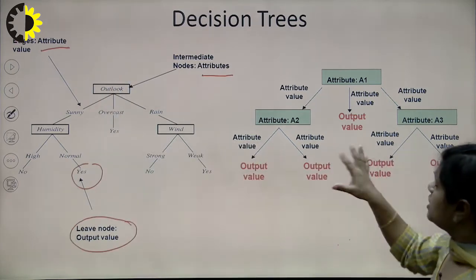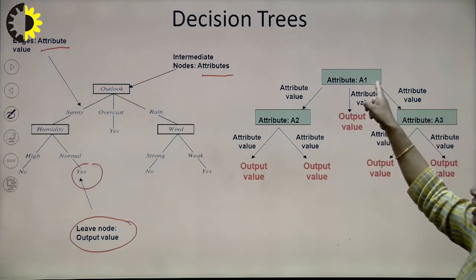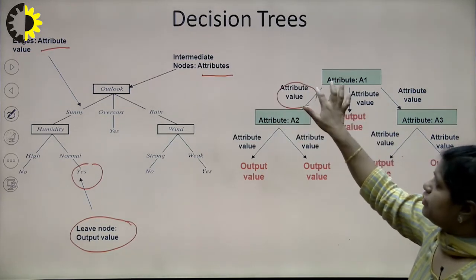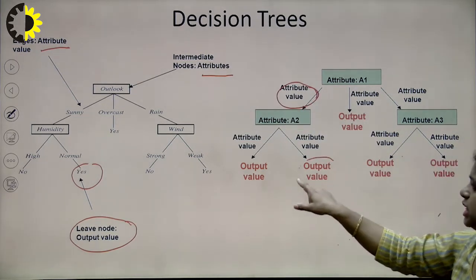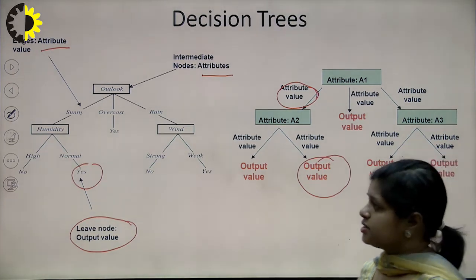In a similar way, this is a general form of the decision tree in which the internal nodes have some attribute of the training data. The edges are labeled with the attribute values and the leaves are labeled with the output values. So we need to generate from the training data such a tree, which will help us to make the decisions.